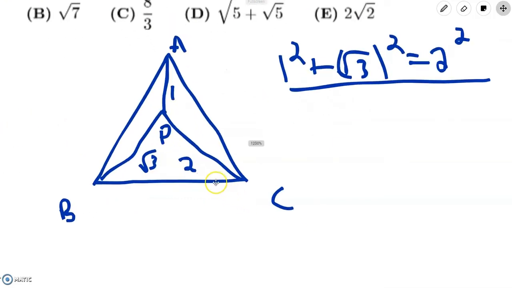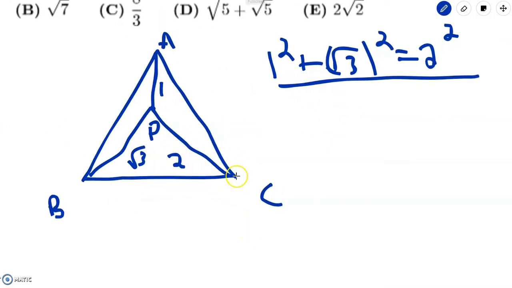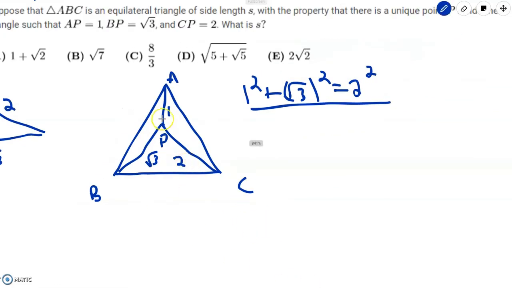Basically, if 2 is a hypotenuse, then we'd have to have something like 1 and root 3 over here, or we'd have to have something like root 3 and then 1. And they're both right angles. So since we have the 1 and root 3 over here, let's imagine what would happen if we rotated the triangle ABP. Let's rotate the triangle ABP 60 degrees counterclockwise.